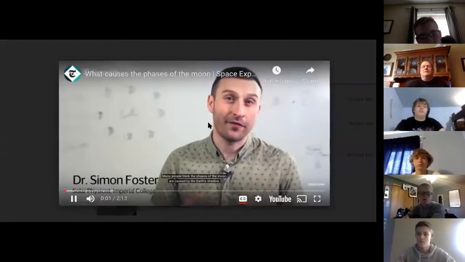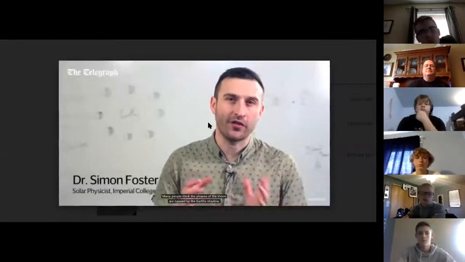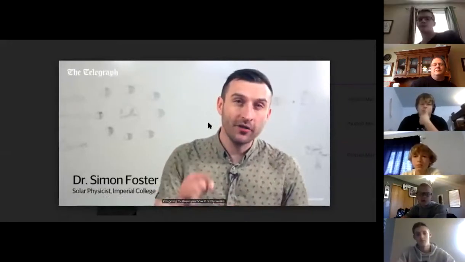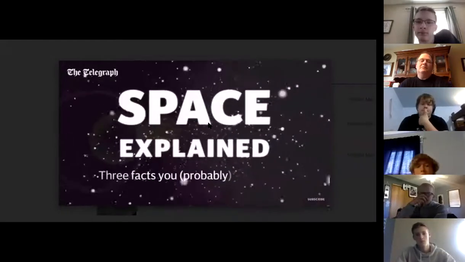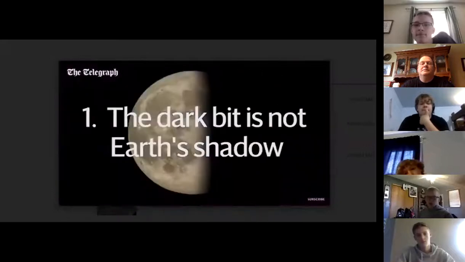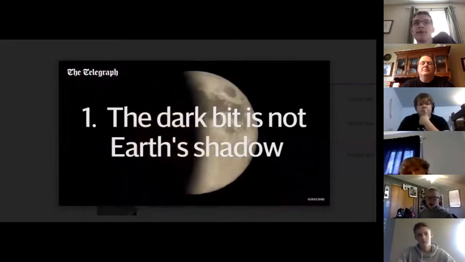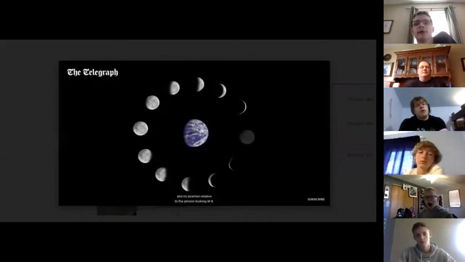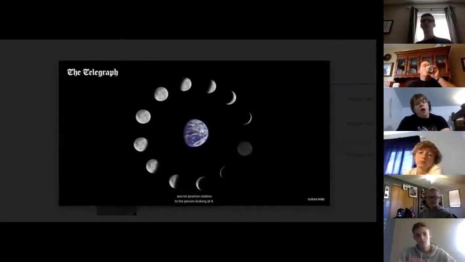Many people think the phases of the moon are caused by the Earth's shadow. It's one of the biggest misconceptions in astronomy. I'm going to show you how it really works. The phases of the moon are caused by the orbit of the moon around the Earth and its position relative to the person looking at it.